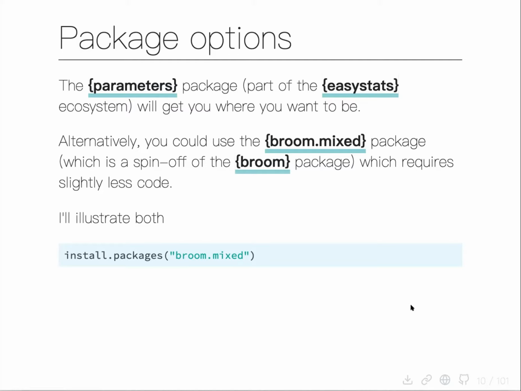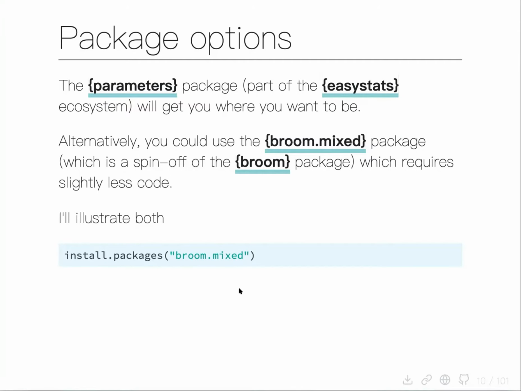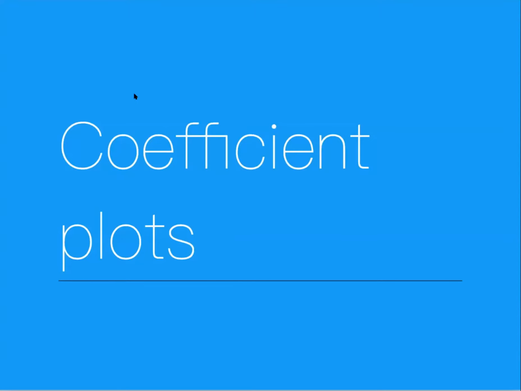And the broom.mixed package started out as an idea. Thank you, Misaki. Says performance underscore LRT is identical or almost identical to ANOVA. So what did I do? Test likelihood ratio. Okay. Daniel, can I ask what package that's in? Because I can't seem to pull the test likelihood from it. It's from the performance package. That's weird. Okay. Yeah, it should be. If not, don't worry about it. We can come back to it later.